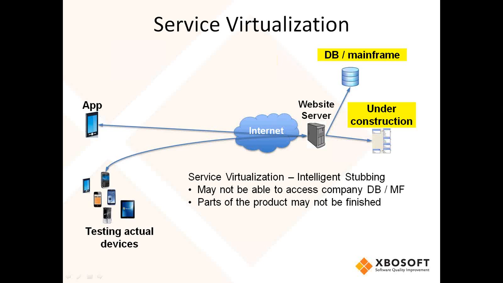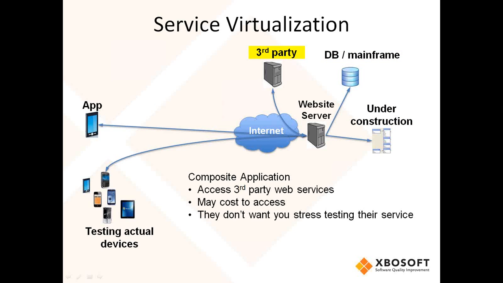But let's say now you've done that. You're still not done. Many applications now are composite applications. What does that mean? Well, you get data and content from third parties, from other websites. We sometimes get a map from Google or Yahoo or something, but you can't test accessing the third party per se. You can't stress test it. The third party will not appreciate you stress testing their server when they're serving a whole lot of different clients.